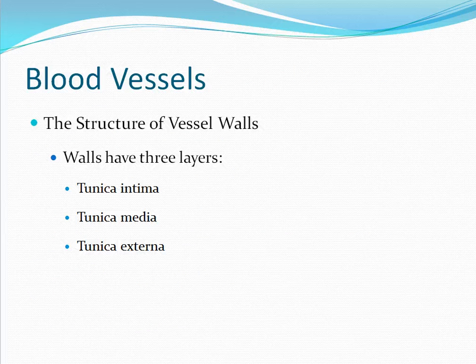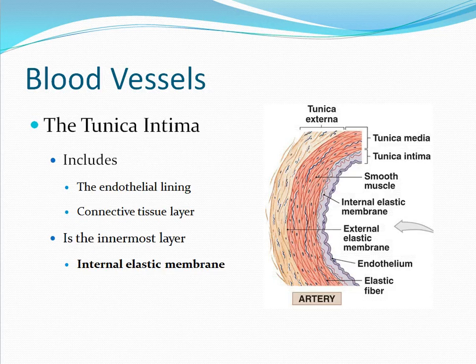The wall of a typical blood vessel may contain up to three different layers: the tunica intima, the tunica media, and the tunica externa. The tunica intima is the innermost layer. This consists of an endothelial lining, which is a layer of simple squamous epithelial tissue, over a connective tissue layer. The innermost boundary of the tunica intima, which is shown right here, is called the internal elastic membrane. This separates the tunica intima from the next layer.